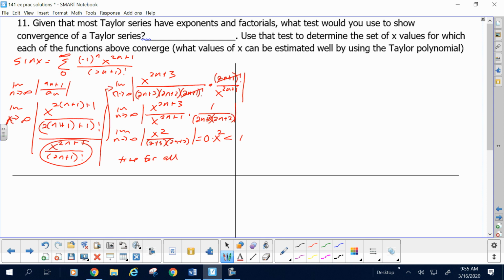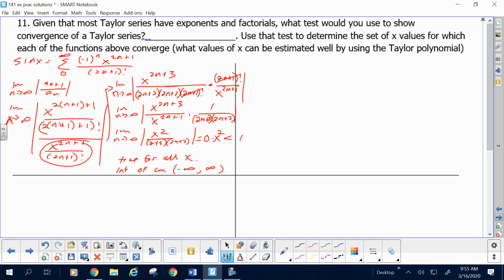We're not talking in indeterminate form as x goes to infinity. We're saying for any actual number for x that converges. So we would say, if we would ask for the interval of convergence, all x's converge.